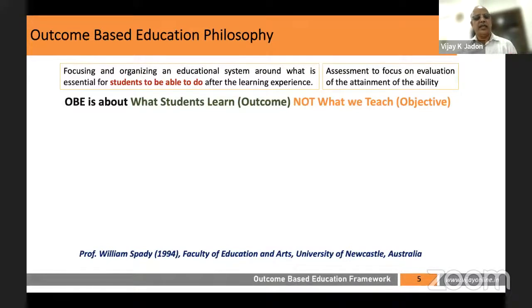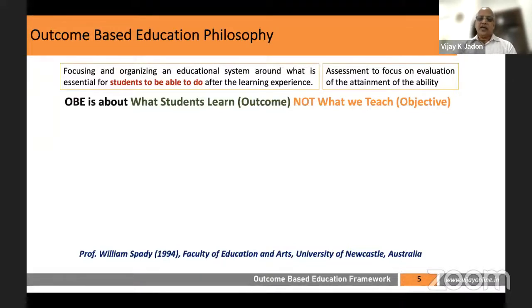But there are many other things that are required to evaluate whether we could implement outcome-based education or not, and what our achievement is, whether we achieved the things that were expected from the learning experience or not. So that is what is required. And assessment should focus on evaluation of the attainment of the ability. In the conventional education system, we were not assessing the student continuously, and even if we were, we were not focusing on what the student will be able to do after this learning experience. These are the two gaps that have to be addressed.